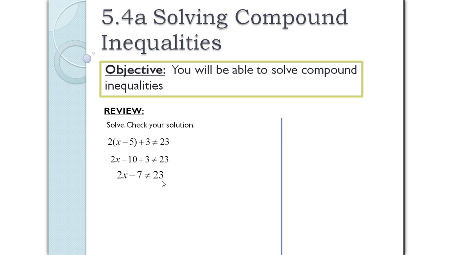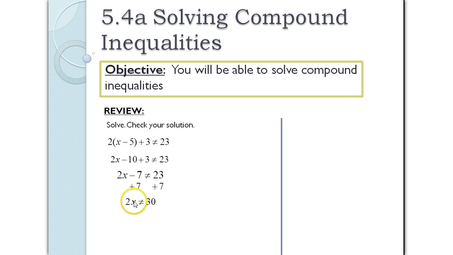Next, you want to start moving stuff away from the variable. You want to get x by itself, so first we need to address this negative 7. We need to add 7 to both sides to undo the subtraction. Negative 7 plus 7 is 0, 23 plus 7 is 30.